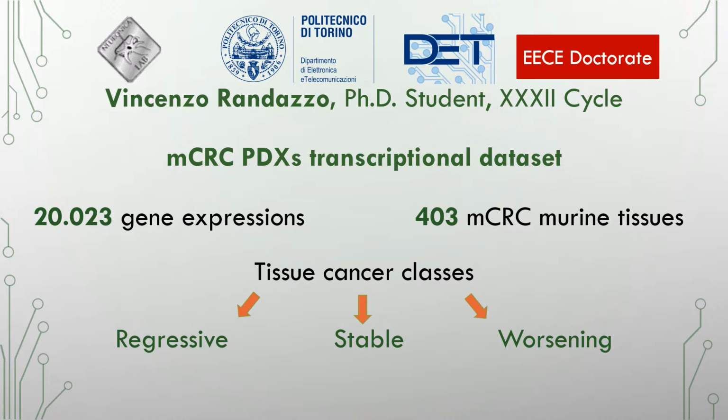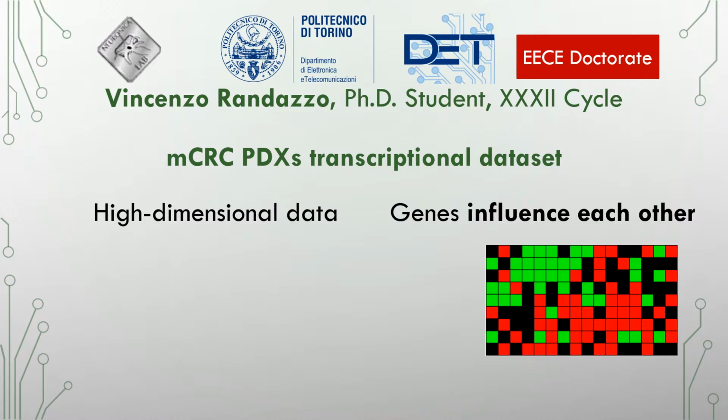To this purpose, we worked on the MCRC PDX transcriptional dataset made by the Cancer Institute of Candiolo, which consists of DNA microarrays with expression of more than 20,000 genes in around 400 tissues. Each tissue has an associated discrete variable describing its response to the drug, as three classes: regressive, stable, and worsening cancer. The proposed dataset is quite complex to analyze because of its high dimensionality and due to the fact that genes correlate and influence each other.